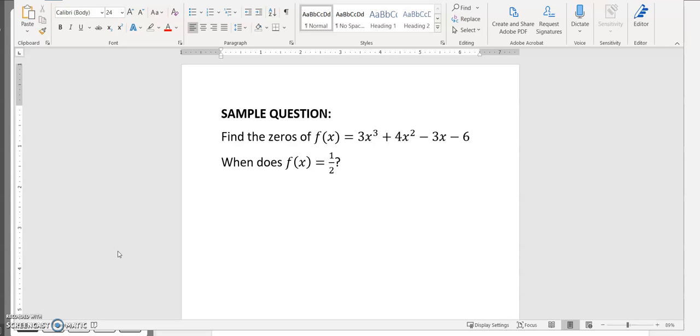Part A is to find the zeros of the function 3x cubed plus 4x squared minus 3x minus 6. Once we find the zeros, and I'll show you how to do that, the next item says, when does f of x equal 1/2?